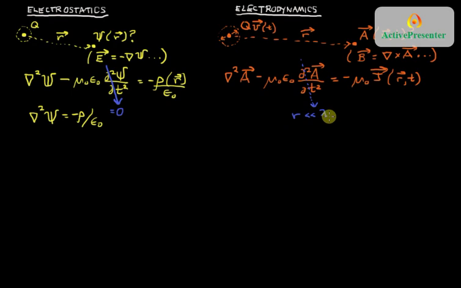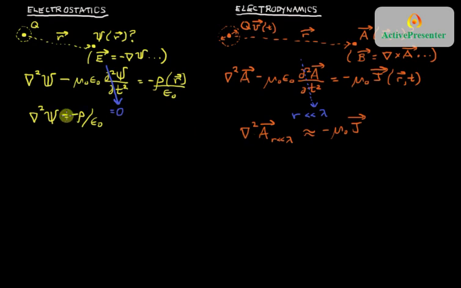So if r is much, much less than the wavelength, if we did further analysis, I could convince you that these derivatives, this term becomes much smaller than this term, and we can neglect it. And that allows us to approximately say in that region and that region only that del squared of A, when r is much, much less than lambda, is approximately equal to minus mu naught J. So we still have a very parallel set of equations between here for electrostatics and here for electrodynamics.